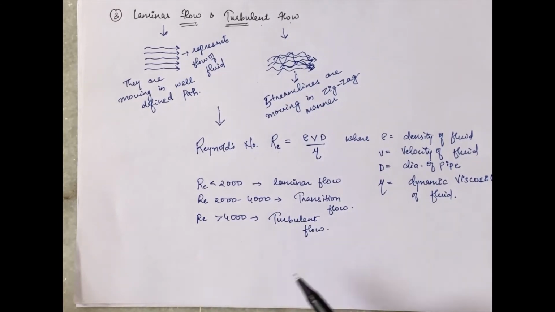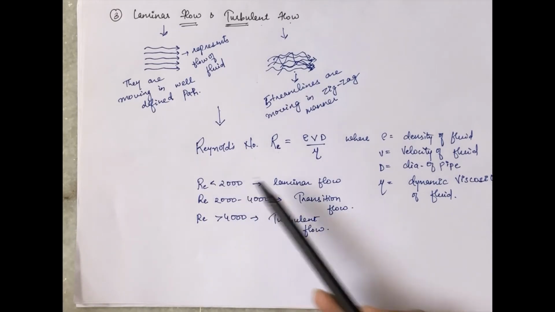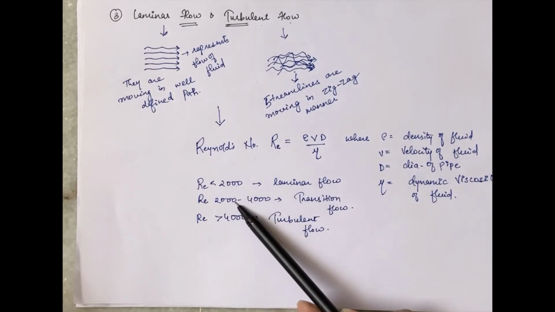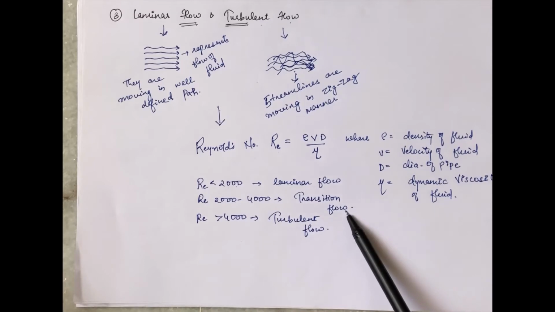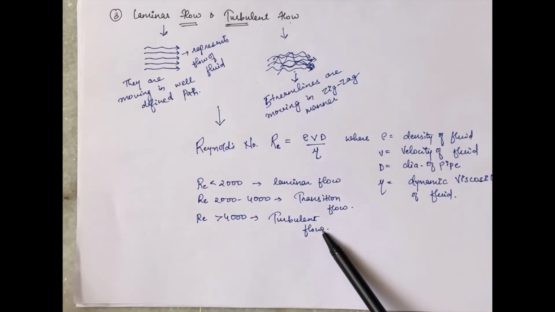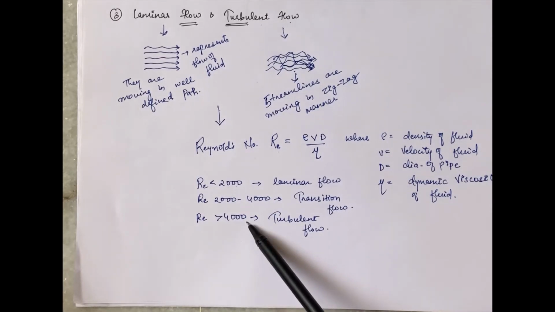Okay, so if the value of Re is 2000, it is laminar flow. If it is between 2000 to 4000, it is transition flow, that is, the flow is on the verge of changing from laminar flow to turbulent flow. And if Re is greater than 4000, then it is referred to as turbulent flow.